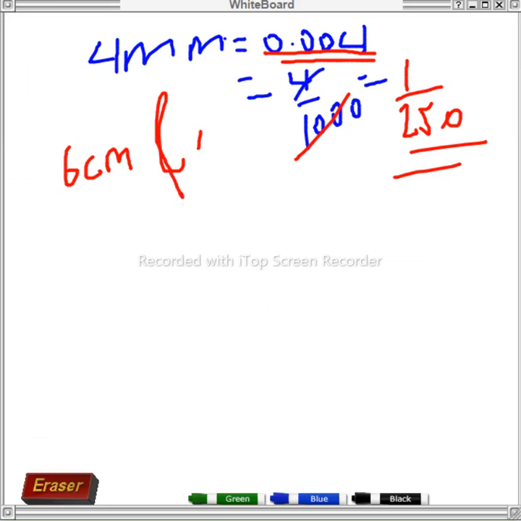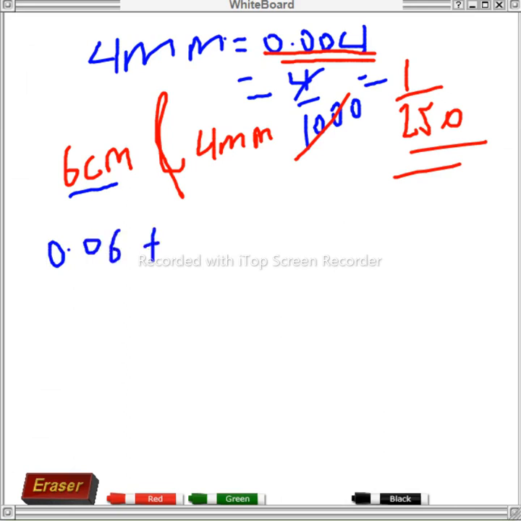The given is 6 centimeters and 4 millimeters. By changing all this, we will first change this to meters. When we change this to meters, we simply divide by 100. When we divide 6 by 100, we get 0.06, plus, and we will change this also, 0.004, by dividing by 1000, because 1 meter is equal to 1000 millimeters. So we will put it like this.